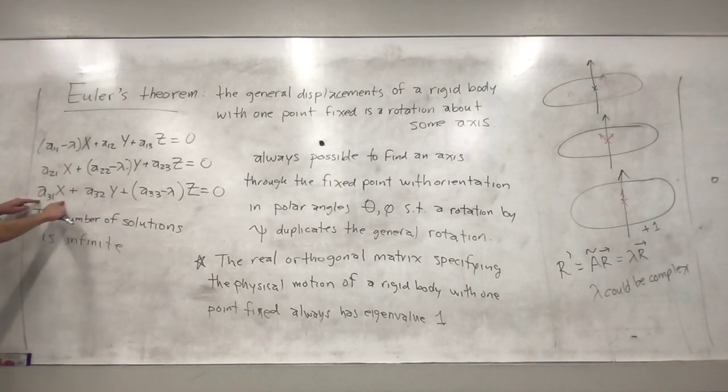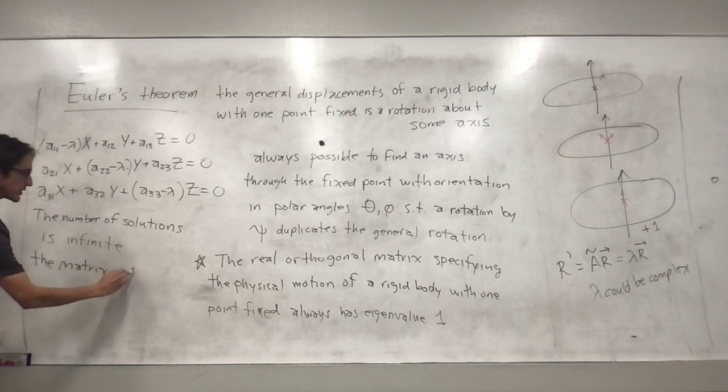You can find a set of numbers that satisfies these equations, but then you can just multiply it times 2, and it still satisfies the equations because 0 times 2 still satisfies. Or you multiply it by 4 or 25, or by an infinite number of numbers. So this is infinite. So if the number of solutions of a matrix is infinite, the matrix is singular.